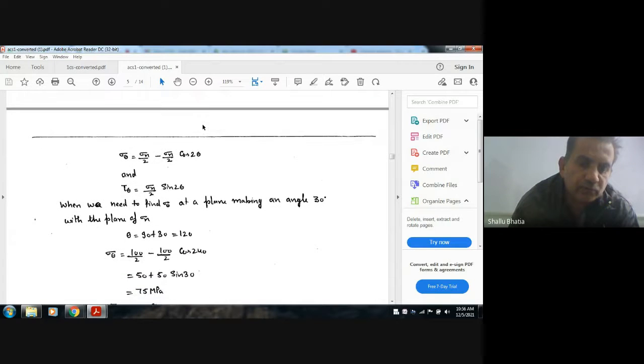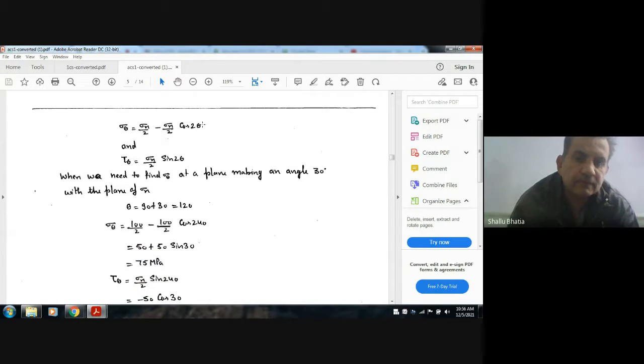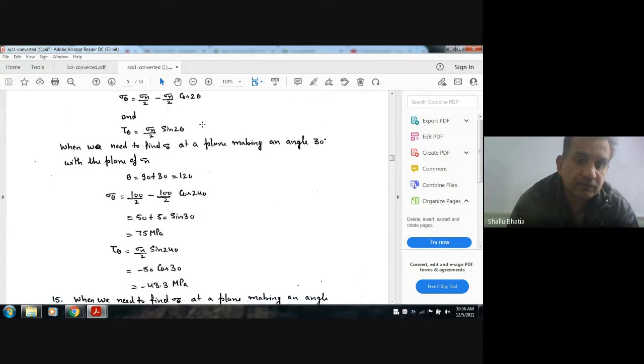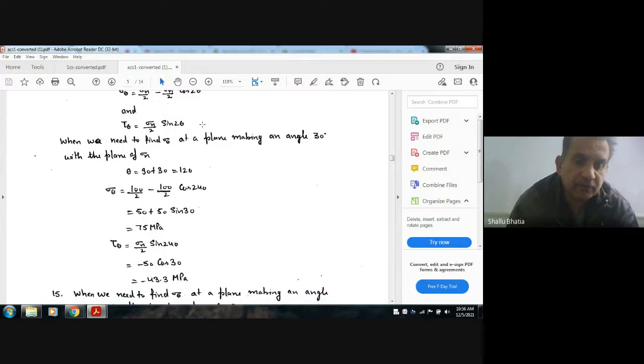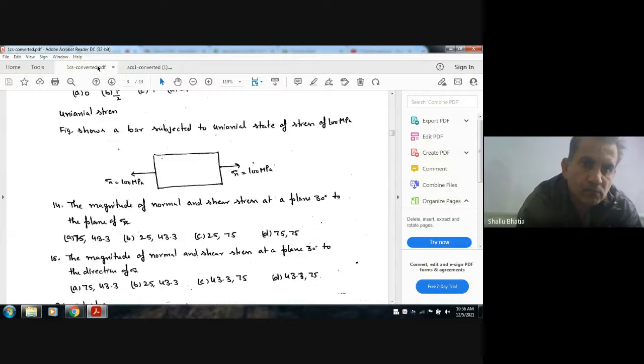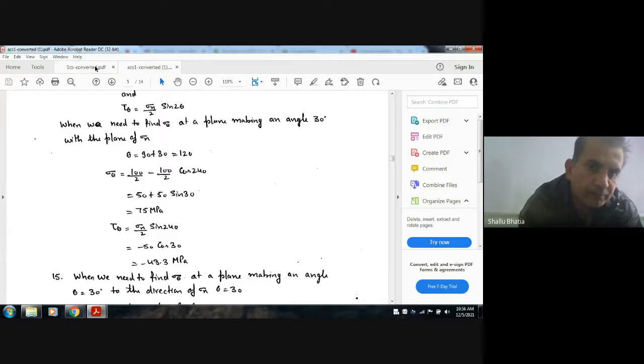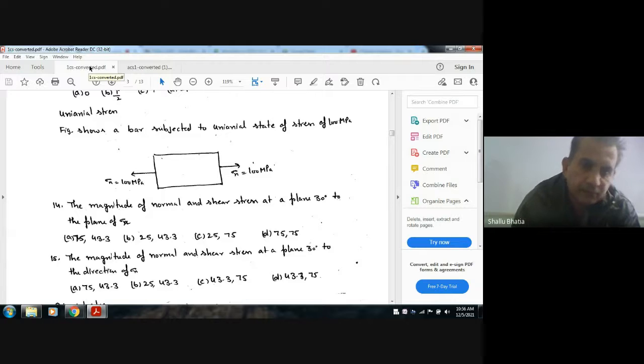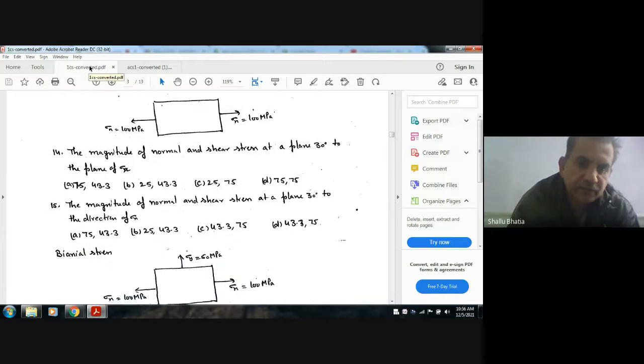So we put theta is equal to 120. We have sigma theta as 75 MPa and tau theta as 43.3 MPa. So the answer is option B.